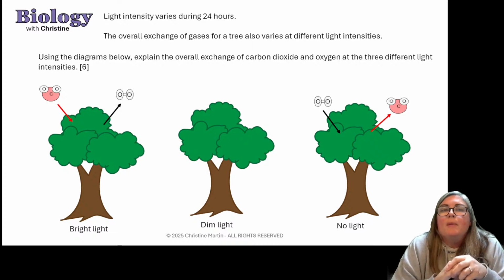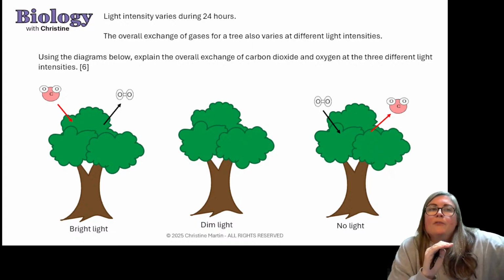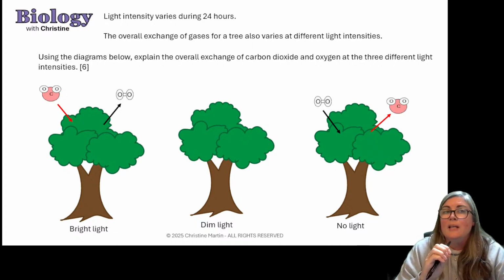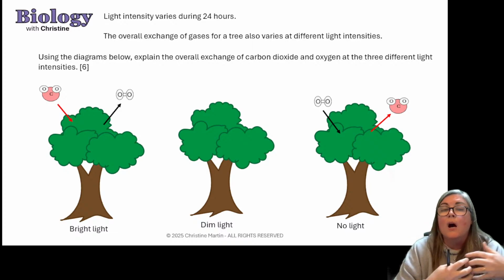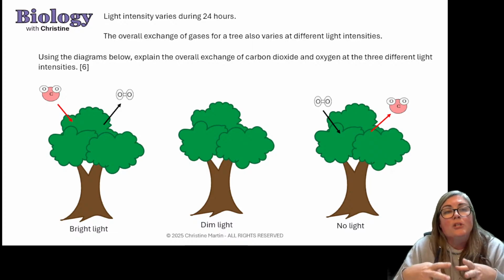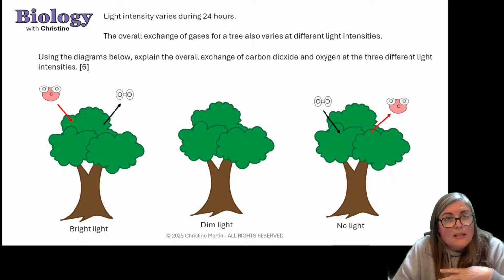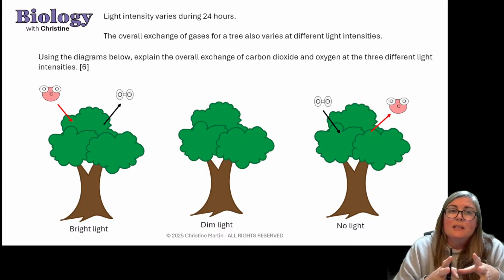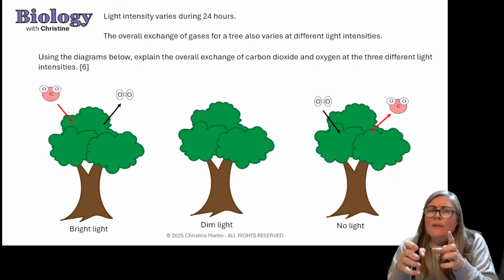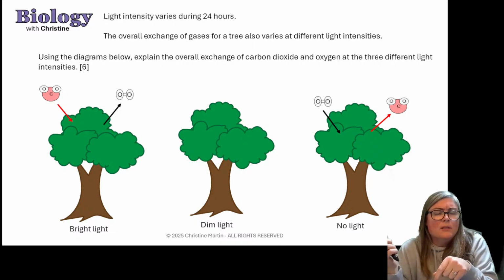They may give you a diagram and then say to you, okay, I can show you that in bright light, we've got our carbon dioxide, and I've got an arrow representing where the carbon dioxide is being taken in and where the oxygen is being released. I've got dim light, but I've got no carbon dioxide and oxygen, no arrows, and I've got no light. And on that one, I've got oxygen, but it's going in, and carbon dioxide that's going out.